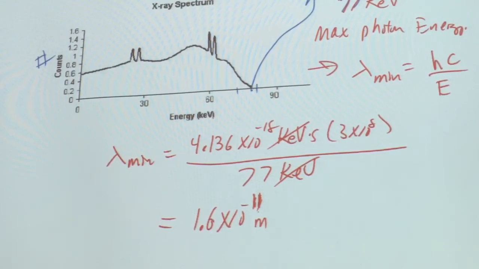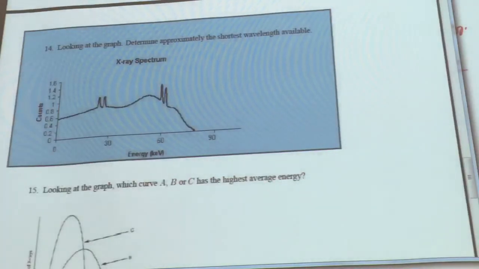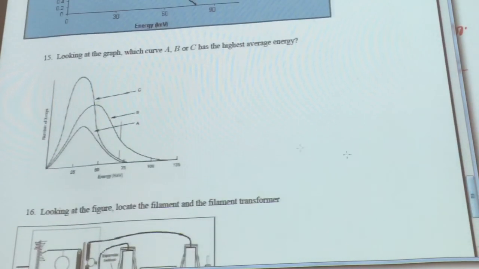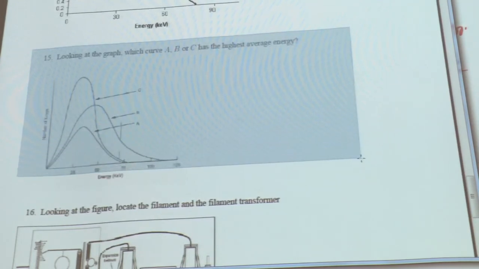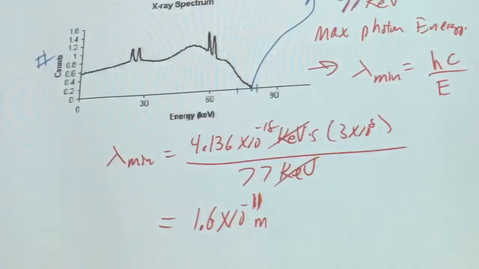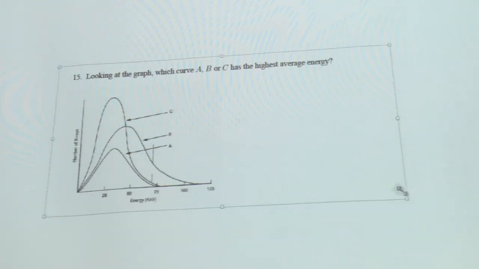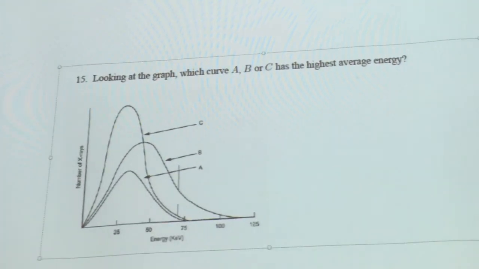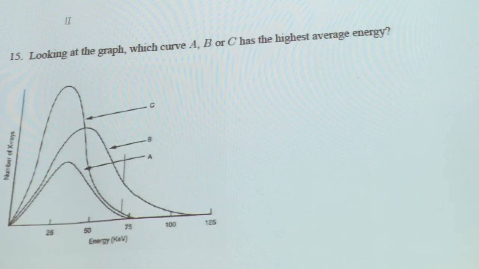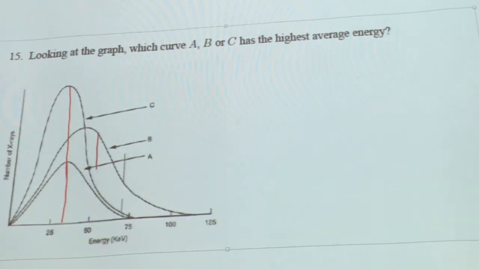All right, moving right along to the next one. Which of those three peaks has the highest average energy, and you would know how to describe it, yes? B. So A and C have about the same. B is a little bit higher, the average being about there for B.